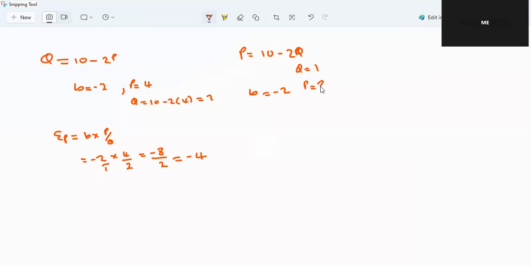But the formula now will change for the inverse demand. Point elasticity for inverse demand will be 1 over B times price over quantity. How do we know that it's inverse? When Q is the subject. Then our B is -2, so 1 over -2. Our price is 8 and our quantity is 1. So here we're going to have 8 over -2. We get -4. So here demand is still elastic. You need to understand what is actually happening. All right?